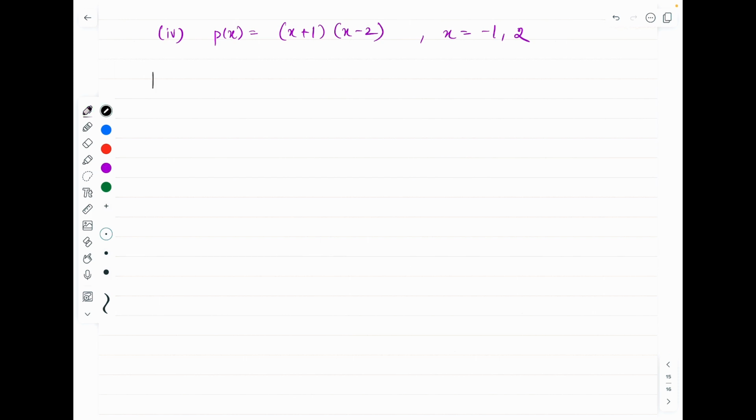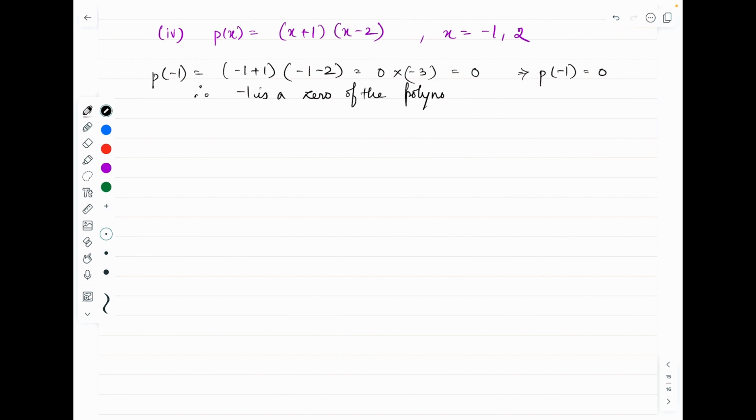Now we are doing p of minus 1. Instead of x plus 1, we can put minus 1 plus 1. Then instead of x minus 2, we can put minus 1 minus 2. So minus 1 plus 1 is 0, into minus 1 minus 2 which is minus 3. 0 into something is always 0. So we are getting p of minus 1 as 0. Therefore, minus 1 is a 0 of the polynomial x plus 1 into x minus 2.